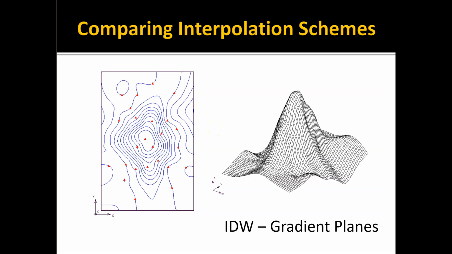Now another method is called inverse distance weighted with gradient planes. In this case, instead of just interpolating the value at each point, it actually fits a planar surface at each point and then blends them together, so you end up with a smoother shape. So if you look in the interior here, now the contours right around where that dome appears are fairly accurately represented over here.